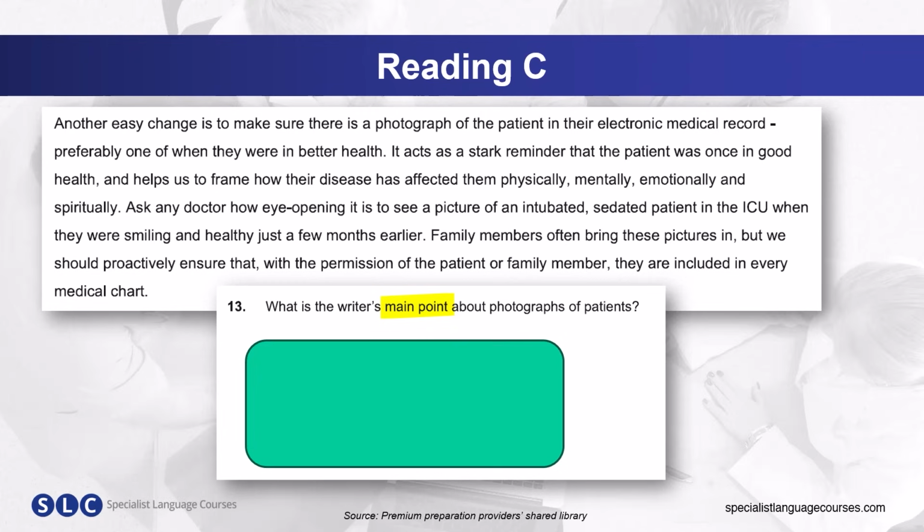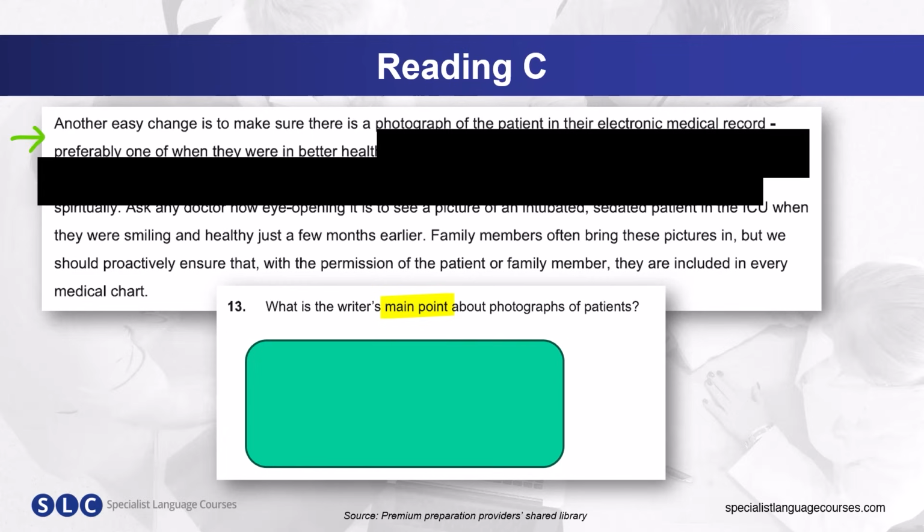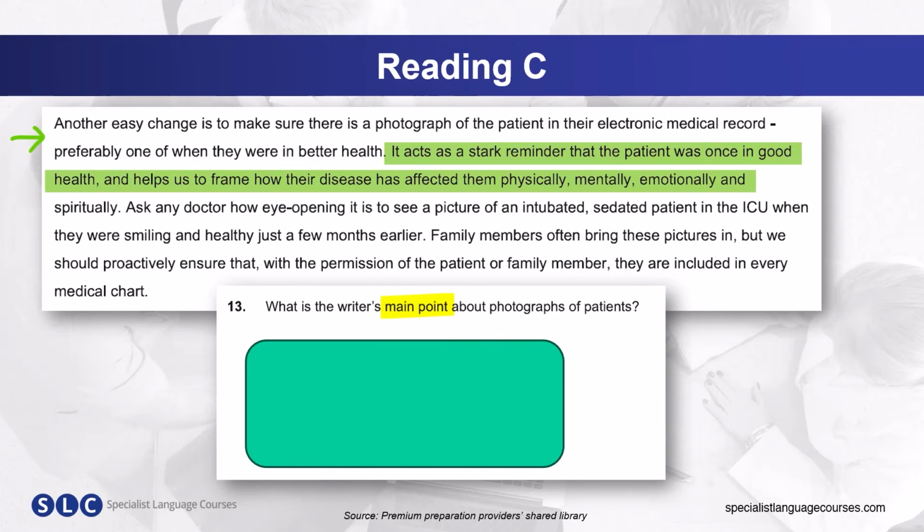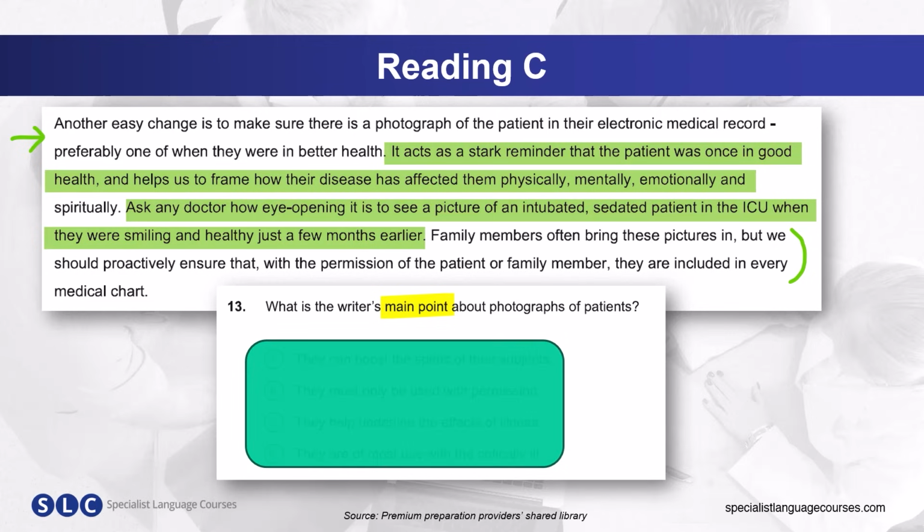So, the first sentence introduces the idea of a photo of the patient in good health. The writer then goes on to say the effect of this, showing visually how the disease has affected the patient. This is then reinforced by the next section, and then the last sentence is an added note about who provides the photos, but it doesn't really contribute to the main idea of the paragraph.